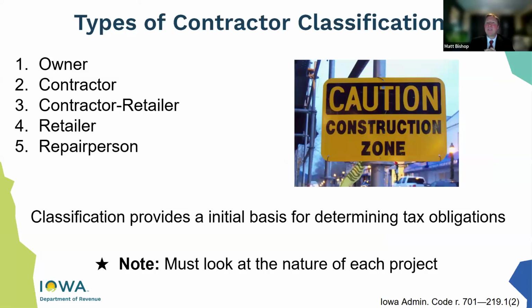We recognize 5 different kinds of contractors: owner, contractor, contractor-retailer, retailer, and repair person. Those are highly fact specific. When you start your business, we ask that you select one of those classifications and pay tax, collect tax according to that classification.